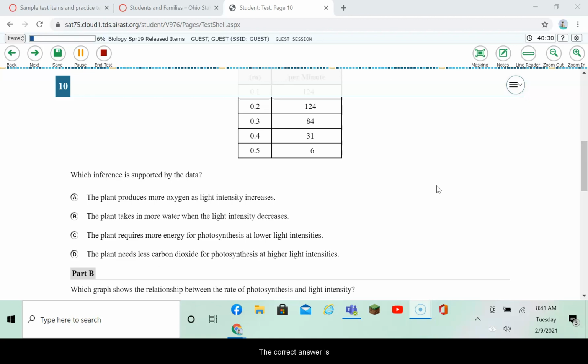The correct answer is A. The plant produces more oxygen as the light intensity increases. Okay? The number of bubbles indicates the oxygen production. So the closer the light is to the plant, the more oxygen being produced. So A is our answer.